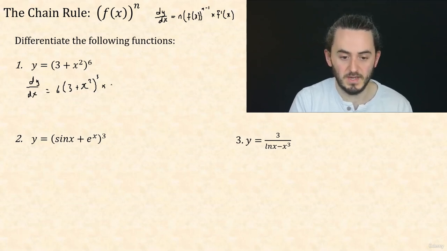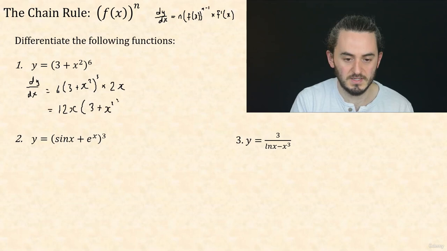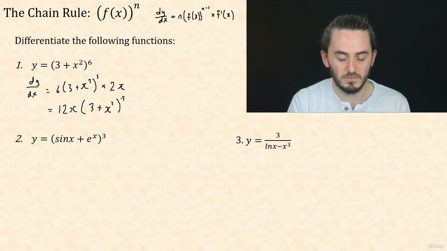The derivative of 3 plus x squared is just 2x. Neatened up, I've got 6 times 2x is 12x, and that's multiplied by (3 plus x squared), and that's all to the power of 5.